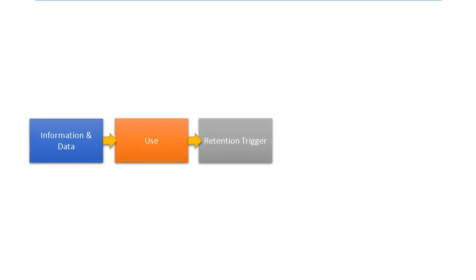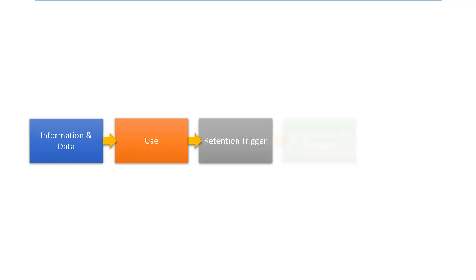So it starts with our informational data. We then use that information and we might use it for processing. It might be personal information. We have our retention trigger, and our retention trigger identifies when information that we've got becomes subject to record keeping principles.